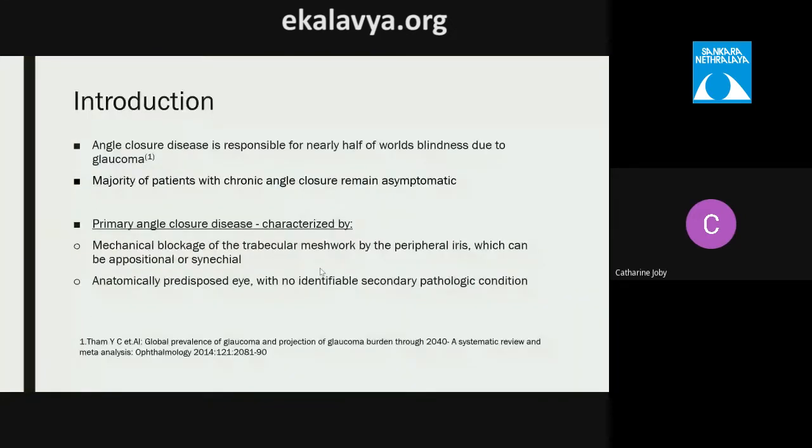Angle-closure disease is responsible for nearly half of the world's blindness due to glaucoma. The majority of patients with chronic angle closure remain asymptomatic. Primary angle closure disease is characterized by mechanical blockage of the trabecular meshwork by the peripheral iris, which can be appositional or synechial, in an anatomically predisposed eye with no identifiable secondary pathological condition.